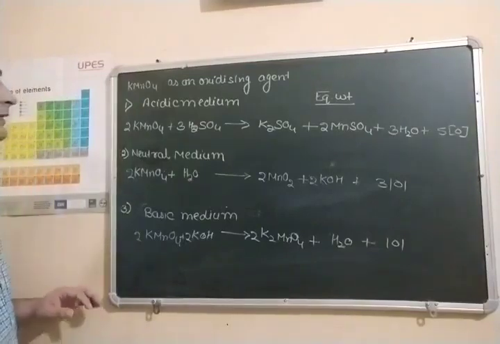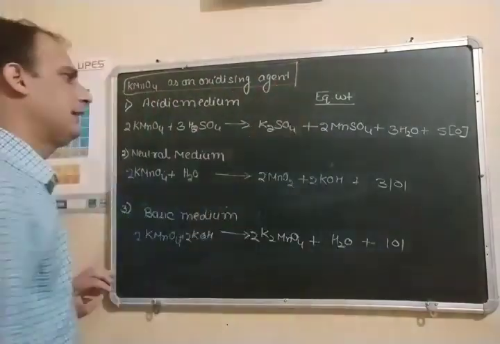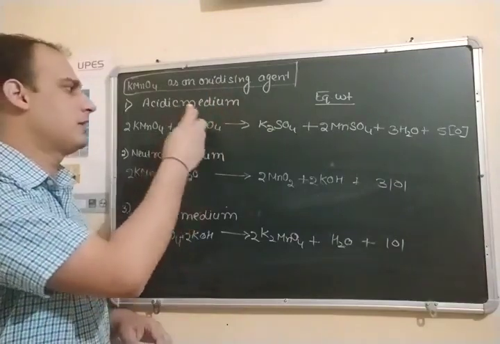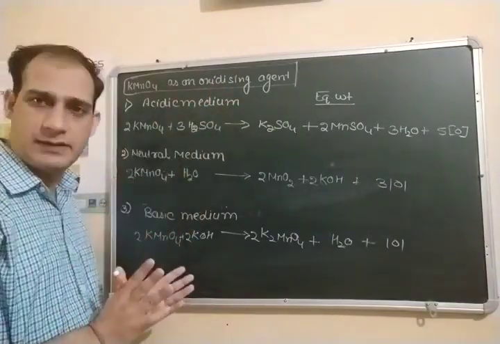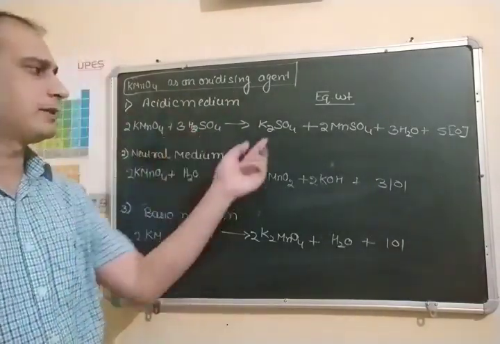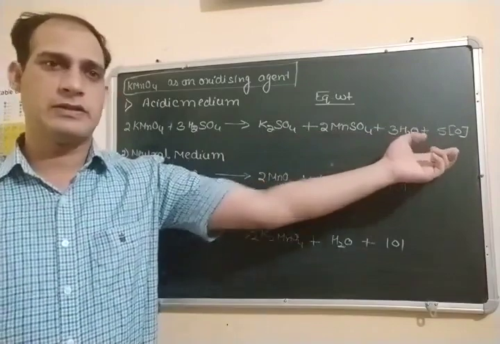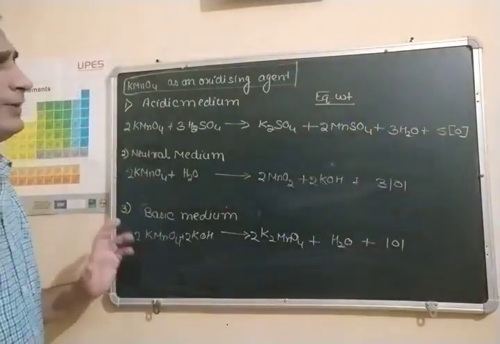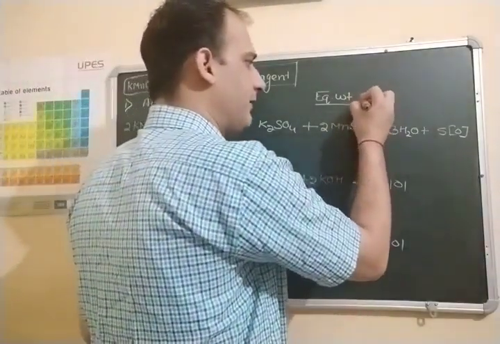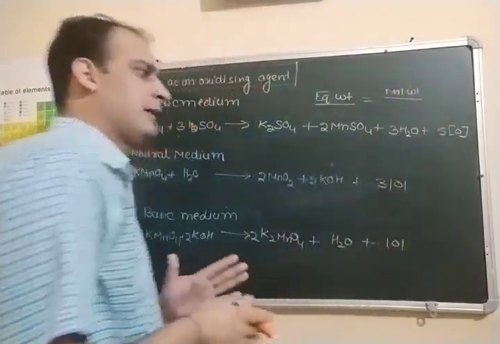As far as the oxidizing nature of KMnO4 is concerned, how KMnO4 can act as an oxidizing agent in different media. So this is the reaction. We have done various reactions of this, how KMnO4 can act as an oxidizing agent in acidic medium. So 2 KMnO4 plus 3 H2SO4, it is forming what? K2SO4 plus 2 MnSO4 plus 3 H2O plus 5 nascent oxygen. Now if we have to find out the equivalent weight of KMnO4 in acidic medium, then the equivalent weight is equal to molecular weight upon number of electrons gained.